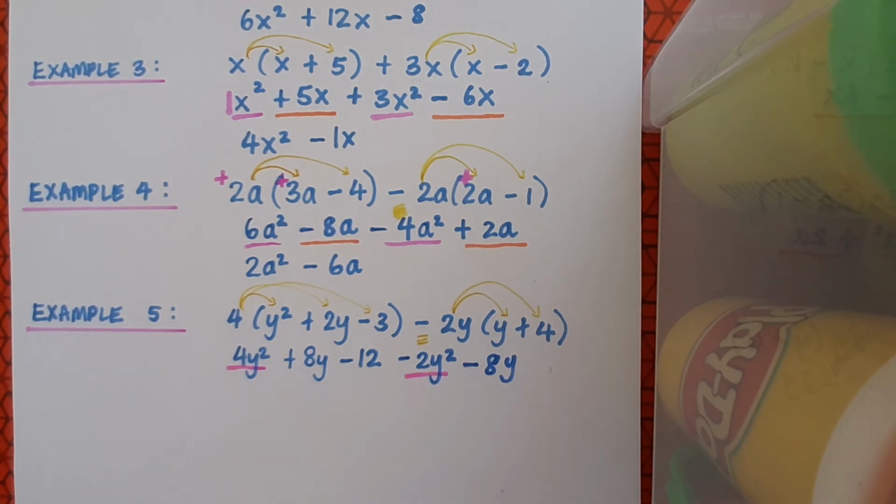Okay, so I've got 4y squared minus 2y squared. When I tidy these up, it's going to give me 2y squared. Again, don't forget, it's the coefficients really doing the work at this stage. That's 4 minus 2 is the 2, and the variable just stays as it was.